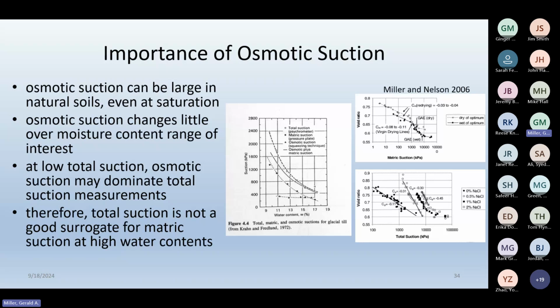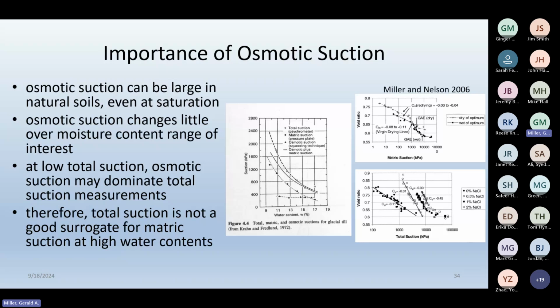And just to illustrate the point, there's a couple of figures here from the literature that show how osmotic suction varies relative to matrix suction in a soil and total suction. And so you can see for this range of water content, there's very little change in osmotic suction over that range of water content. So the influence of that osmotic suction is going to be minimal because it doesn't change much. But yet the matrix suction changes significantly over that same range of water content.